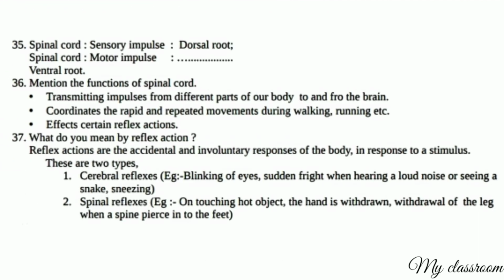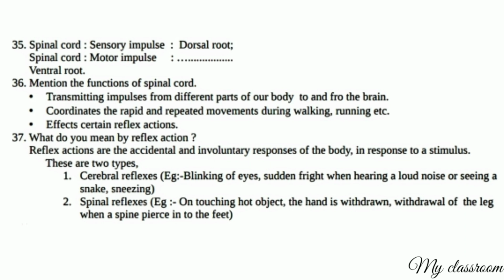Spinal cord, sensory impulse, dorsal root. Spinal cord, motor impulse, ventral root. Mention the functions of spinal cord. Transmitting impulses from different parts of our body to and fro the brain. Coordinates the rapid and repeated movements during walking, running, etc. Effects certain reflex actions.